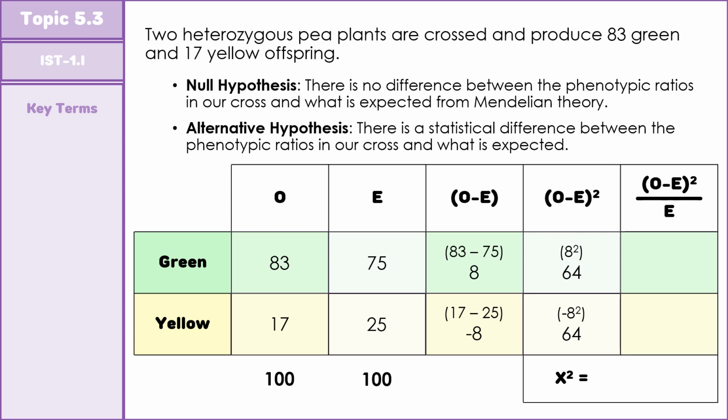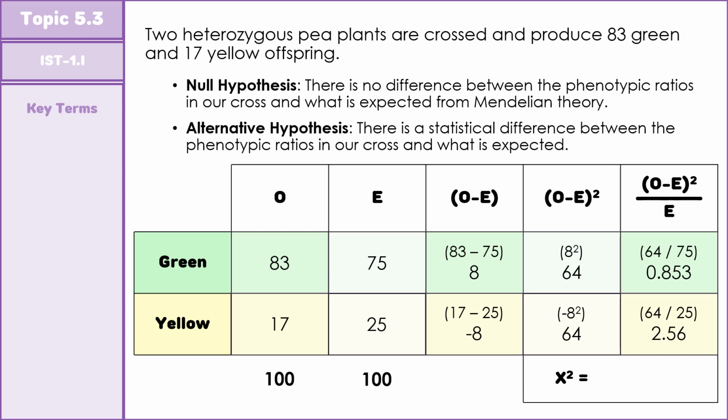And so each of these numbers, now I do one final step. I'm going to divide each of these values by our expected. So for the green, I'm going to divide 64 by 75. And for the yellow, I'm going to take 64 and divide it by 25. And that'll give me some nice decimals there.